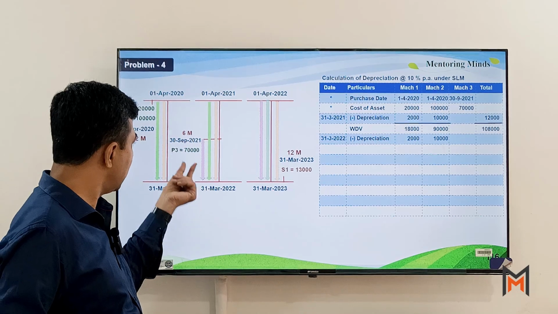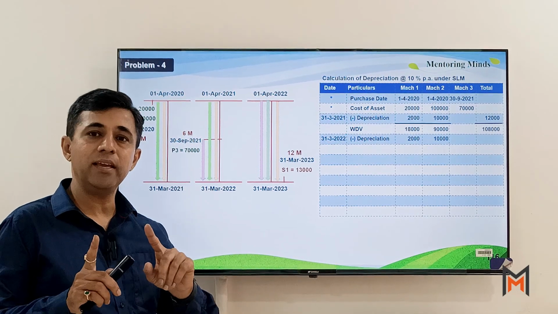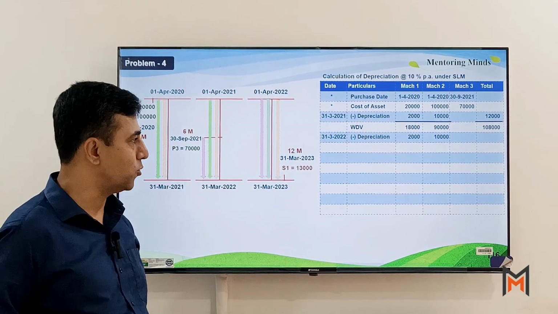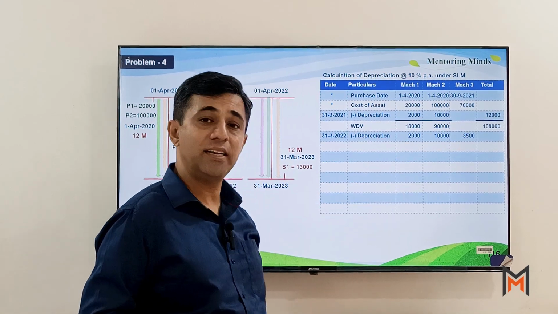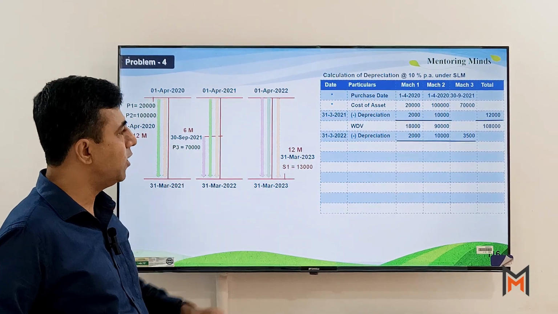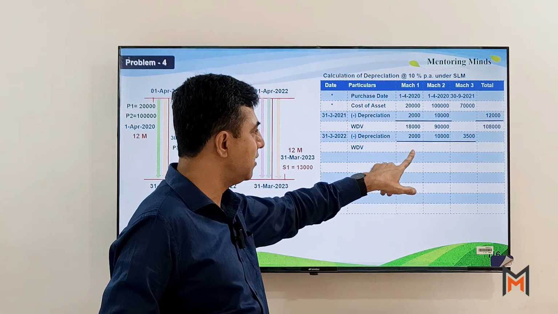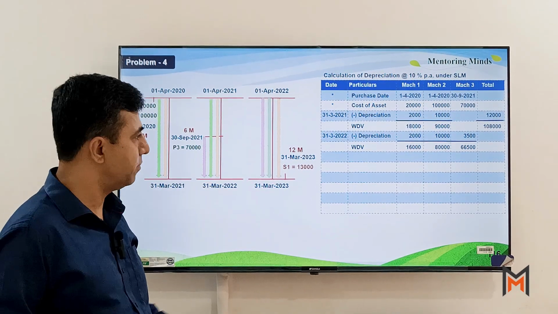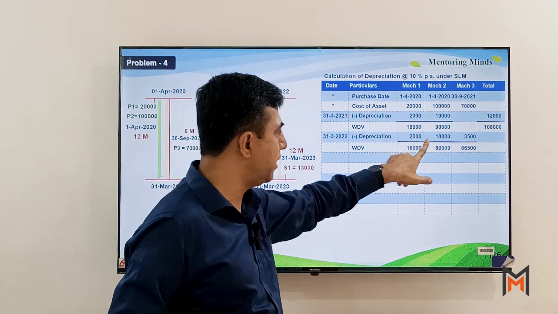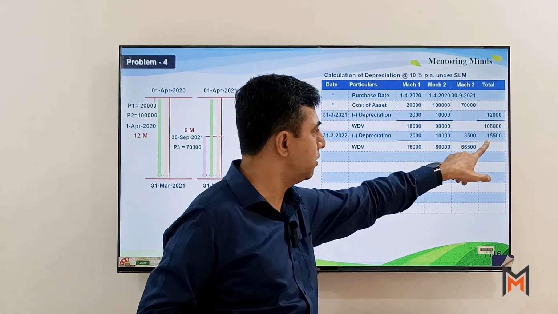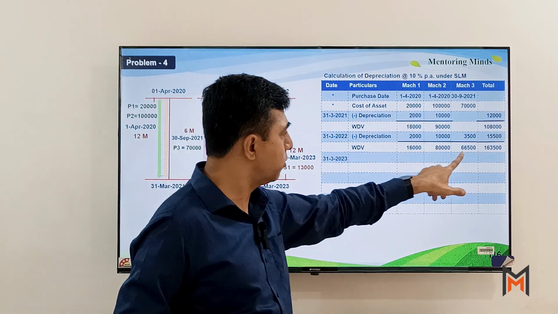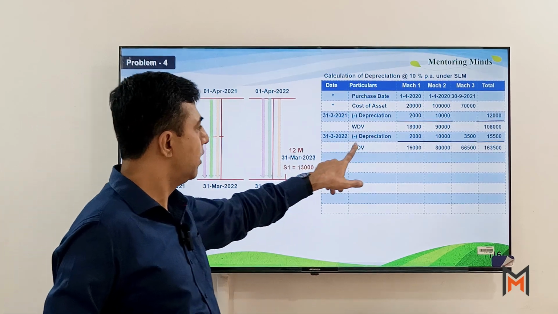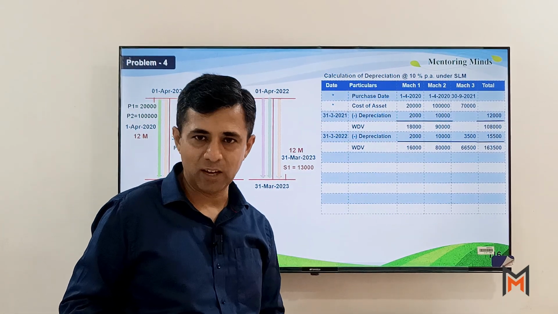But we are using this asset only for 6 months. So 7,000 for 12 months, then for 6 months it is 3,500. So 3,500 is the depreciation amount. First of all, let us find out the written down value. So here it is 16,000, here 80,000 and here 70,000 minus 3,500 is 66,500. The total amount of depreciation will be 15,500 and the total amount of written down value is 1,62,500. This way we can easily find out the total depreciation and the total written down value.